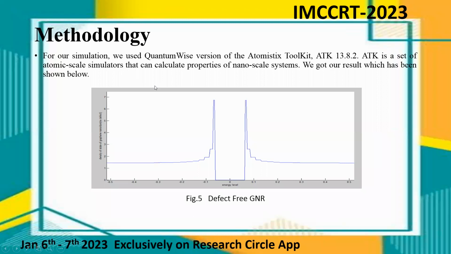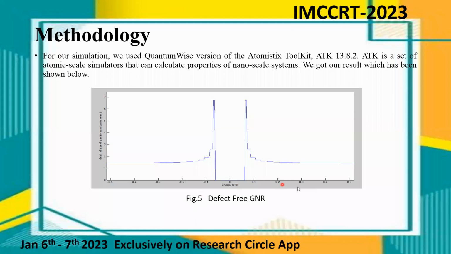Okay, now we have put our simulated Virtual NanoLab values. We have used Virtual NanoLab, and we have generated some values using defected GNR interacting with H2O. We put our results into MATLAB software, and after that we got a curve.